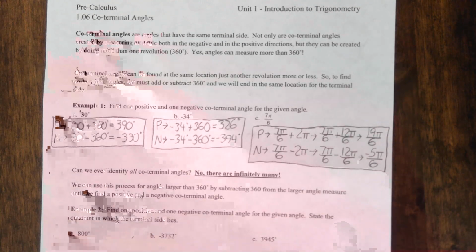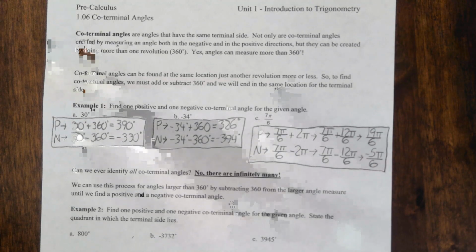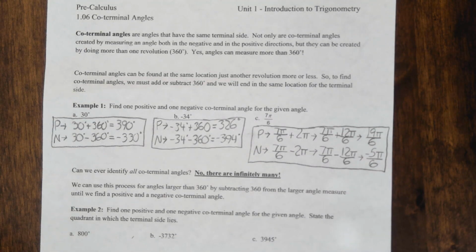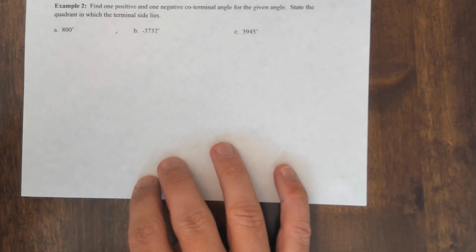Now, it is not possible to identify all of them. There's infinitely many. We can go on and on. We can use this process for angles that are larger than 360 degrees by subtracting 360 from the larger angle measure until we find a positive and negative coterminal angle. So we're going to look at these last couple here, and then that's going to be it.